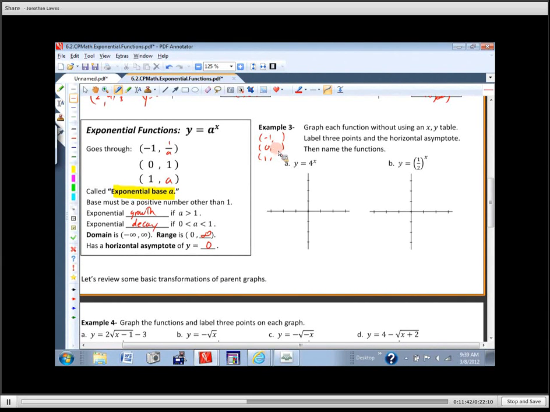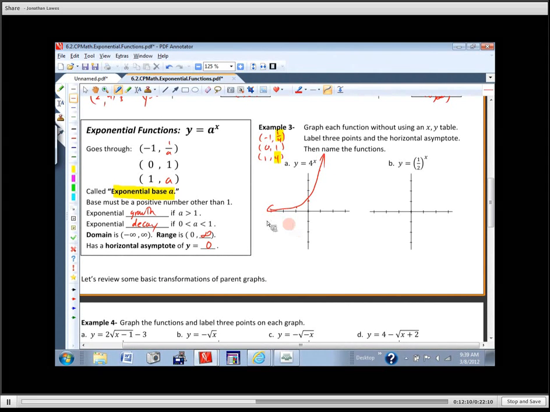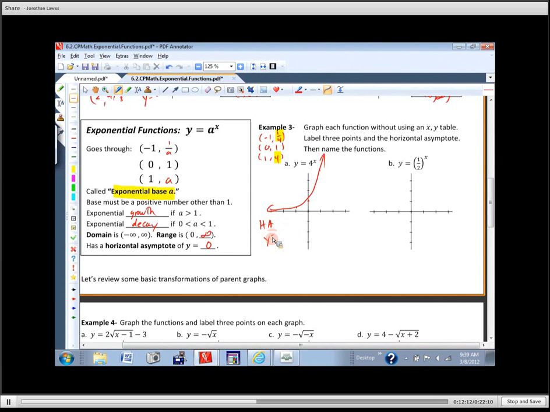You can always fill in this one right here. What's this one always going to be regardless of what the base is? That's going to be a 1. This is going to be the reciprocal of the base, so that's going to be 1/4. And that's going to be the same as the base, that's going to be a 4. So really the only two parts you have to be concerned with are those guys right there. So it's going to be -1, 1/4, 0, 1, and 1, 4. So there is our exponential growth. Here's our horizontal asymptote of y equals 0.